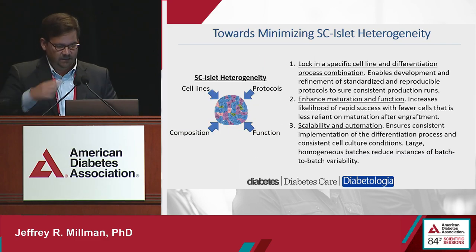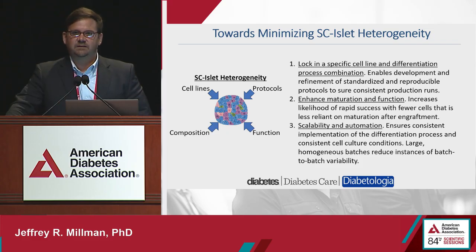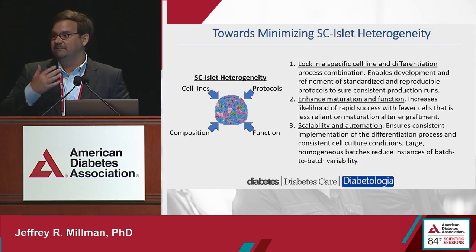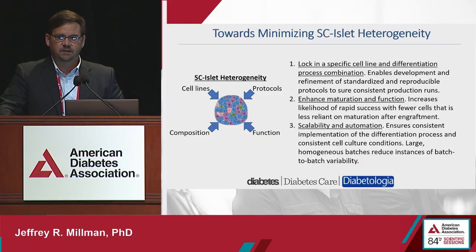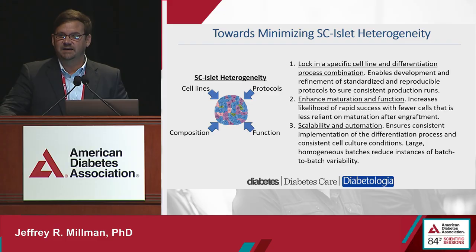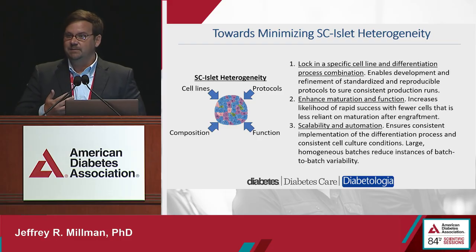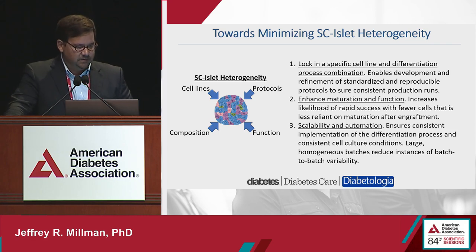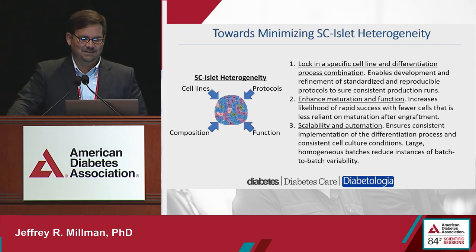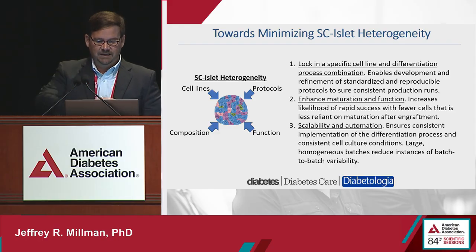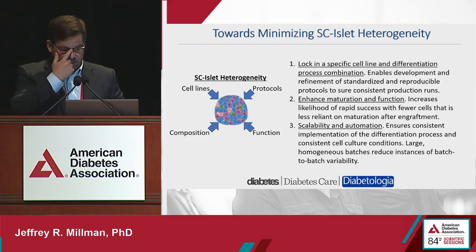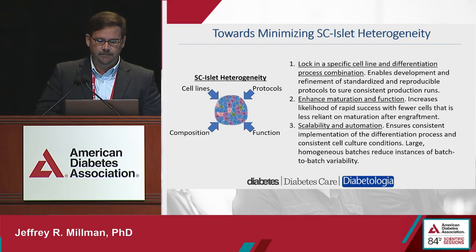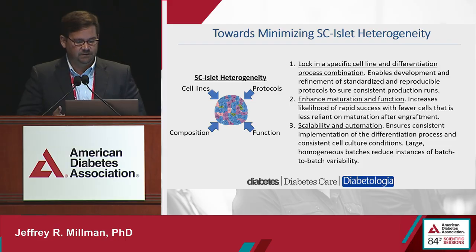So putting this all together, we have several different sources of heterogeneity in stem cell-derived islets, many different ways that heterogeneity can manifest. And I think one of the goals that we have from a bioengineering focus is a design goal that we would want to minimize heterogeneity in order to increase the value that these cells have for type 1 diabetes cell replacement therapy. On the Thursday meeting, we talked about a few different ways that this could be achieved. One of the easiest ones is to lock in the specific cell line and differentiation process combination that you are interested in, since those are fairly large sources of variation, and that would enable you to have much more refined, standardized, and reproducible protocols for ensuring consistent production runs for the cells that you're trying to make here.